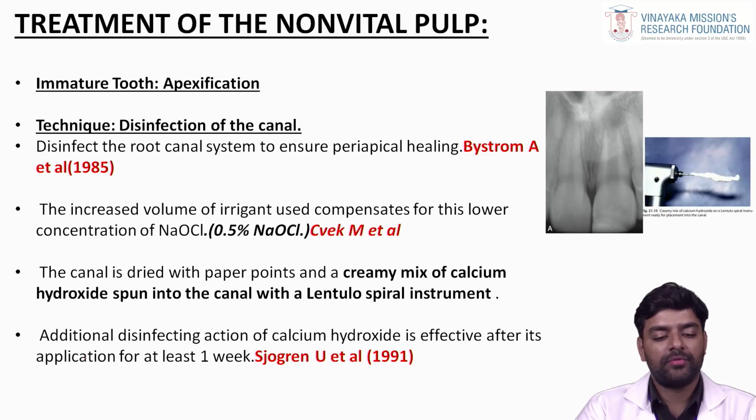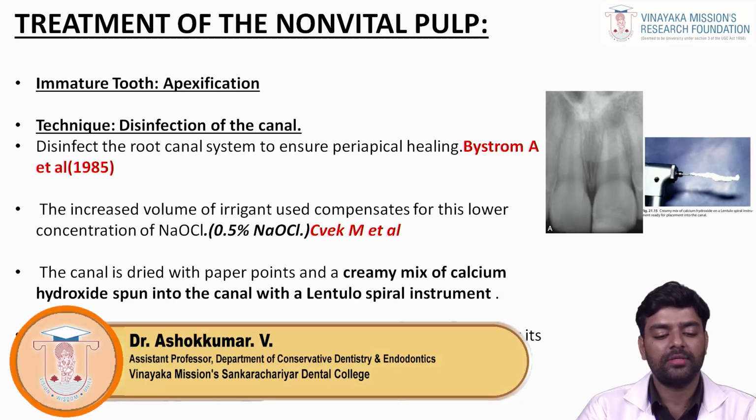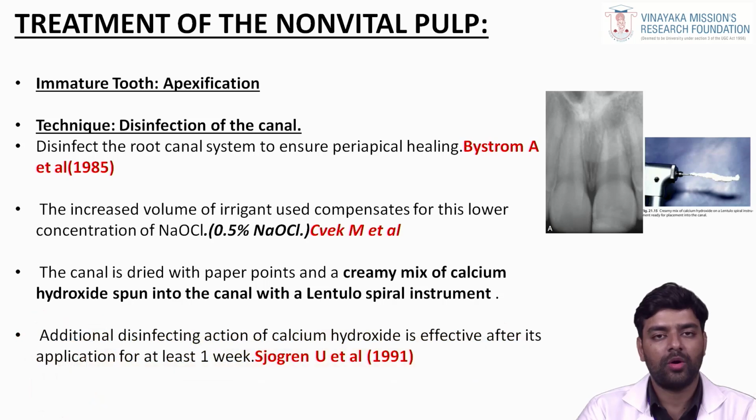Then if it is an immature tooth, what will we do? Apexification we have to do. The technique of apexification is, first, to disinfect the root canal system to ensure periapical healing. The increased volume of irrigant used compensates for the lower concentration of sodium hypochlorite, with the use of 0.5%. Then the canal is dried with a paper point and a creamy mix of calcium hydroxide is spun into the canal with the help of lentulo spiral instruments.